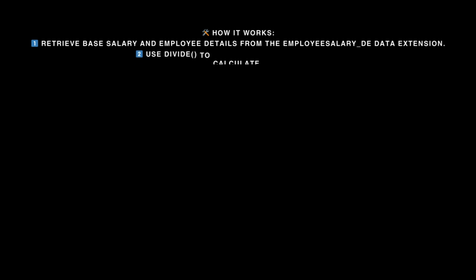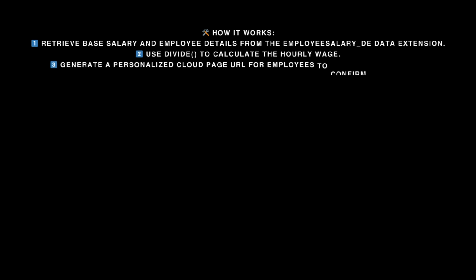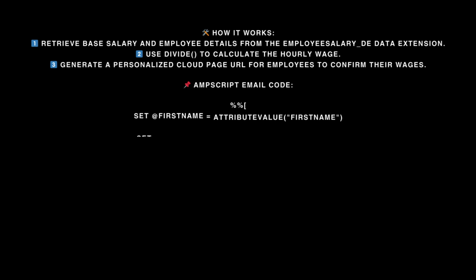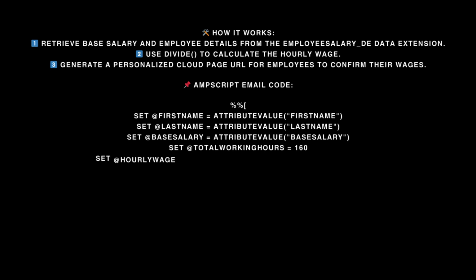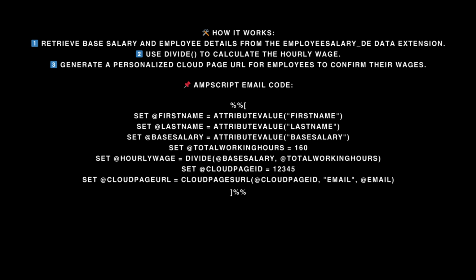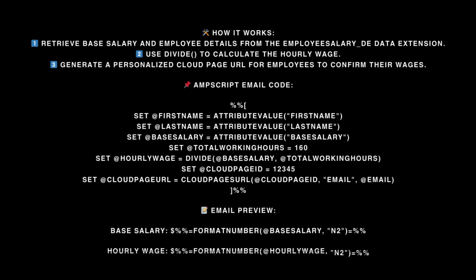In the email code content there is the hourly wage calculation and cloud page links. How it works: first, we retrieve the base salary and employee details from the employee salary data extension. Second, we use the divide function to calculate the hourly wages. Third, we generate a personalized cloud page URL for employees to confirm their wages, and link the appropriate cloud page ID of our cloud page.